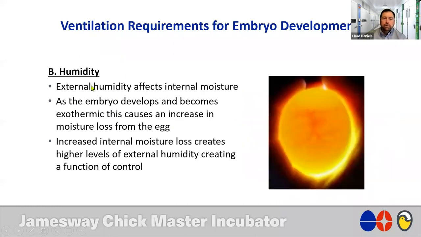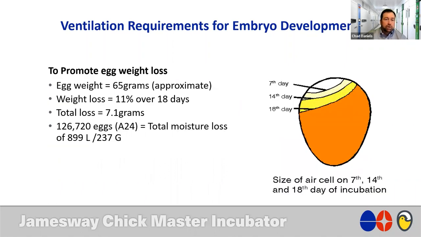When we look at humidity, external humidity, meaning the amount of humidity in an incubator, affects the internal moisture. As the embryo develops and becomes exothermic, this causes an increase in the moisture loss from the egg. So increased internal moisture loss creates higher levels of moisture in the machine, and therefore it becomes a function of control. When you do a quick calculation, we look at a single stage machine that holds up to 126,000 eggs, and they average a 65 gram egg and 11% moisture loss over 18 days. That's a total of 899 liters or 237 grams of moisture that will be removed from that egg mass in that machine. So it puts things in perspective when you look at the volume of moisture.